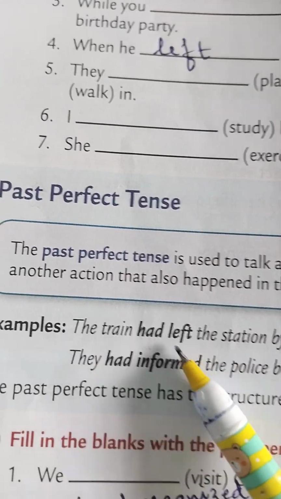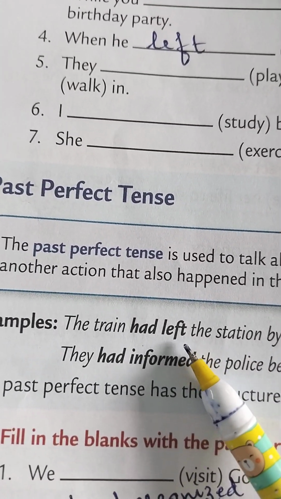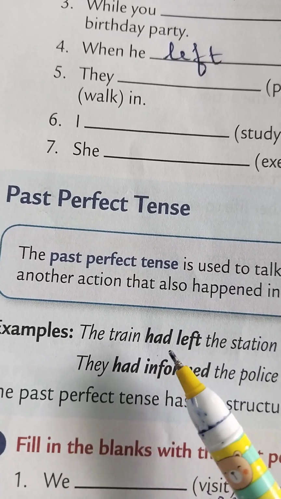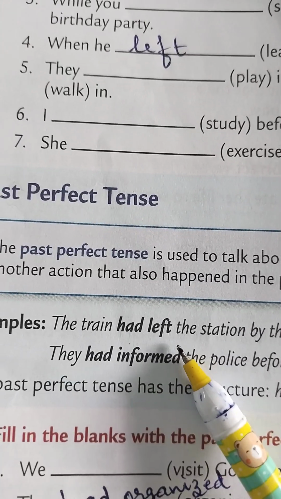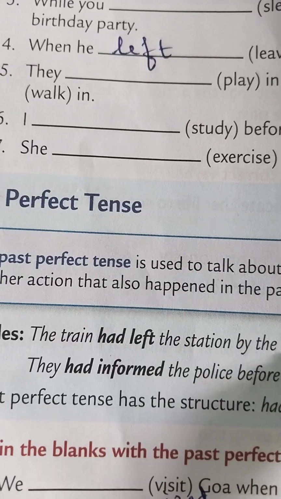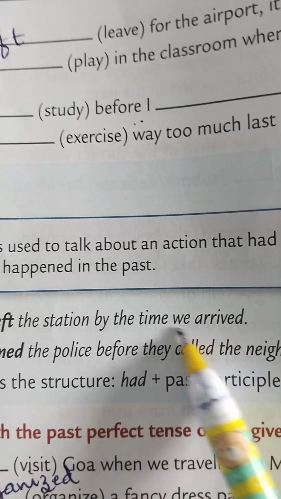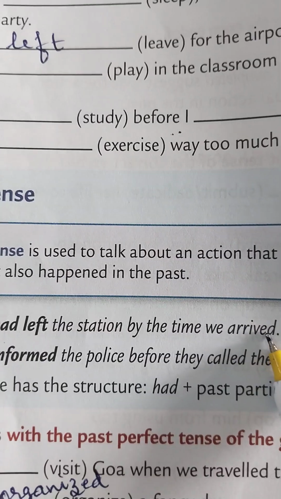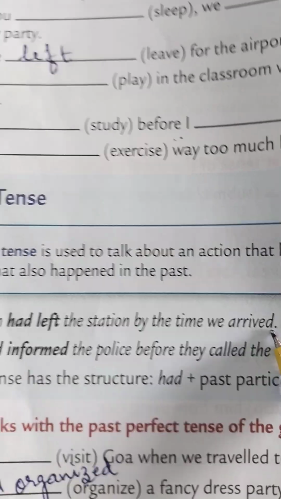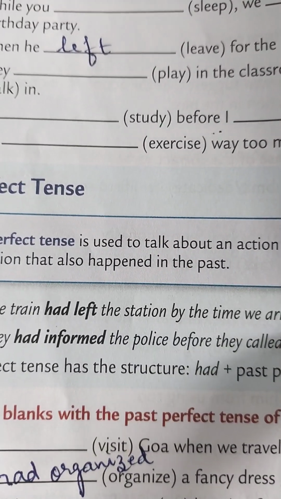Now in this sentence we have used the past participle form of the verb, and we have used had and the past participle form of the verb. The train had left the station by the time we arrived. Now, in the second part of the sentence, we have used the second form of the verb, that is arrived, the action which completed later.